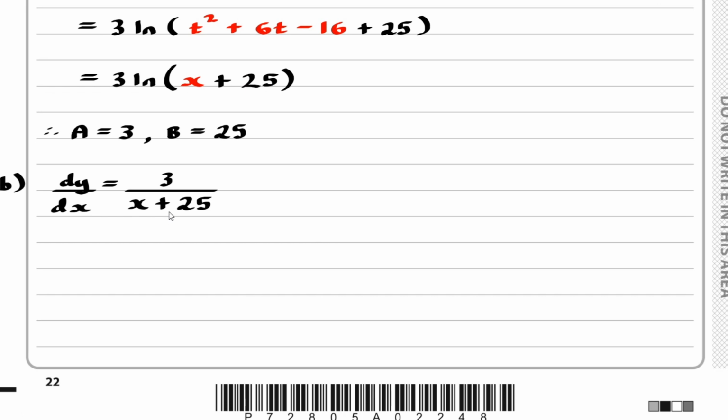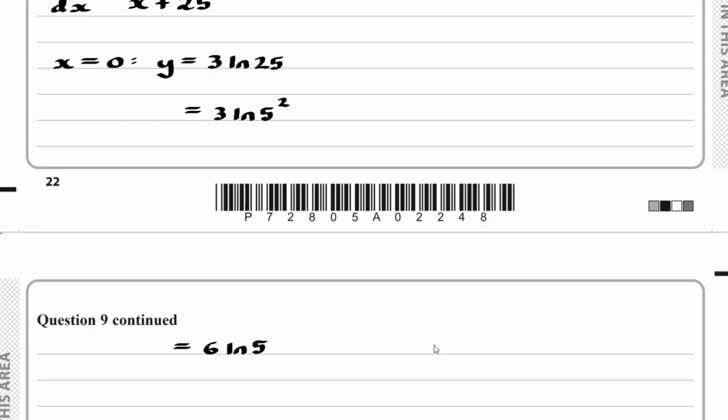Now we know that the curve crosses the y-axis at the point P, and if it crosses the y-axis, we are considering what happens when x is equal to 0. And when x is equal to 0, y is equal to 3 times the natural log of 25, which I can rewrite as 3 times the natural log of 5 squared, which is equal to 6 times the natural log of 5.